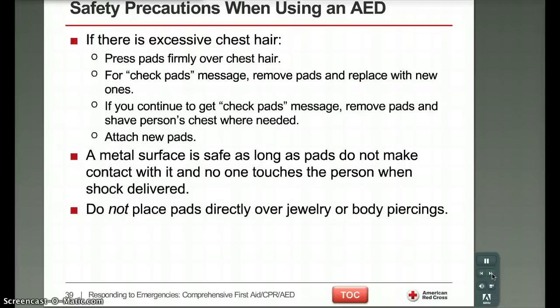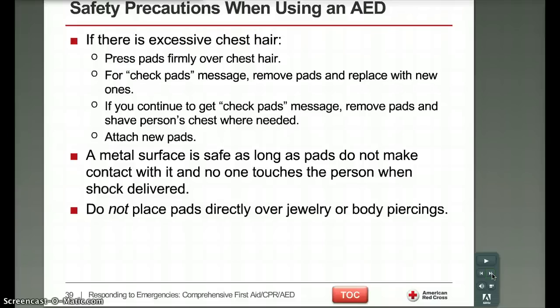And lastly, if there is excessive chest hair, which can certainly happen, especially if it's a male victim, you can press firmly over the chest pad. If the pads will not attach because there's too much hair, you're going to remove those pads quickly. So put the pads on, and kind of like a band-aid, you're going to pull it off right away, and you're going to attempt to put new pads over the top of the chest. If you continue to get a check pad message, we want to remove those pads as quickly as we can.